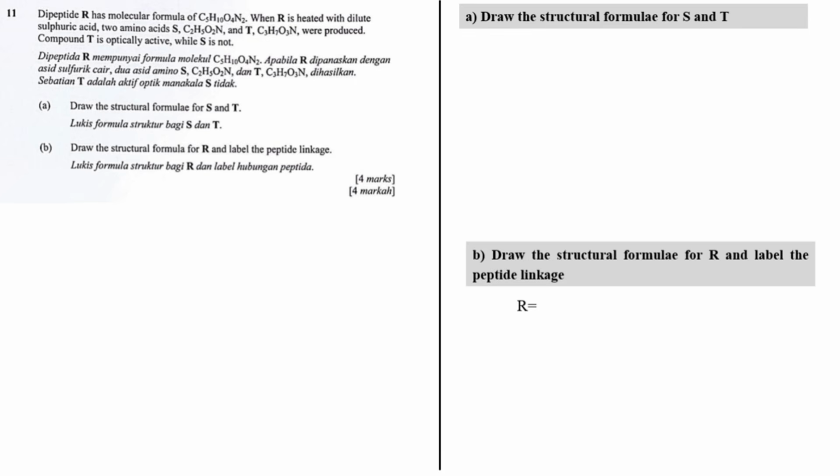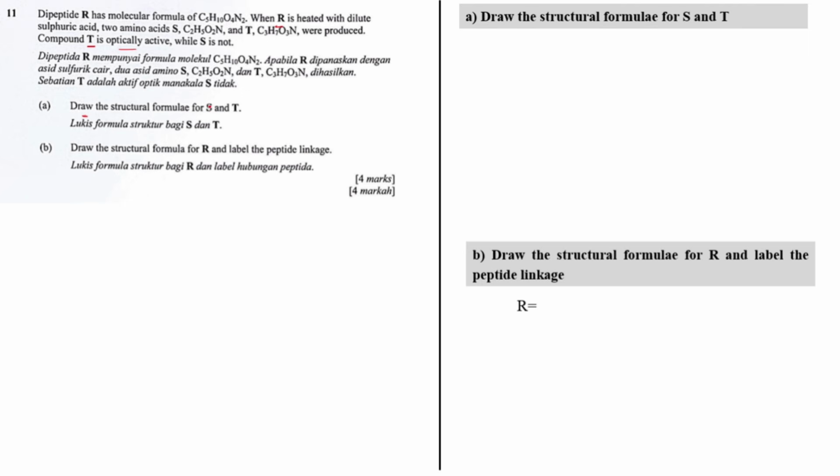Now we're going to look into question 11. So the dipeptide R has a molecular formula of C5H10O4N2. When R, which is the dipeptide, is heated with dilute sulfuric acid, two amino acids, S, which is C2H5O2N, and T, which is C3H7O3N, were produced. Compound T is optically active while S is not. So we need to draw the structural formulae for S and T.